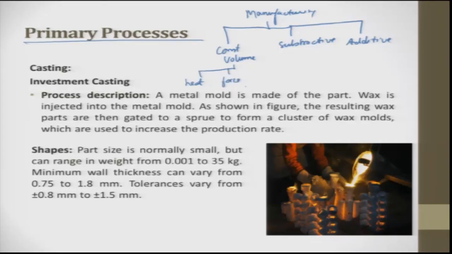Okay. In constant volume, I can apply heat which is nothing but casting, I can apply force which is nothing but metal forming. Here heat is to melt, okay. Then heat I can also use to do a treatment, heat treatment. Here the shape is not changed, the size is not changed, only the microstructure is changed.